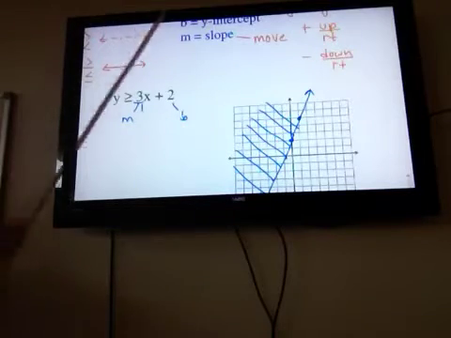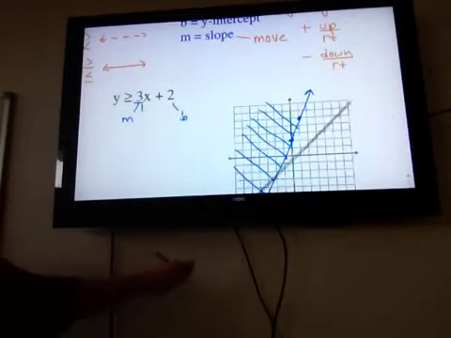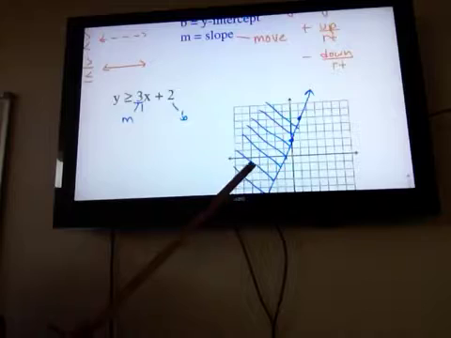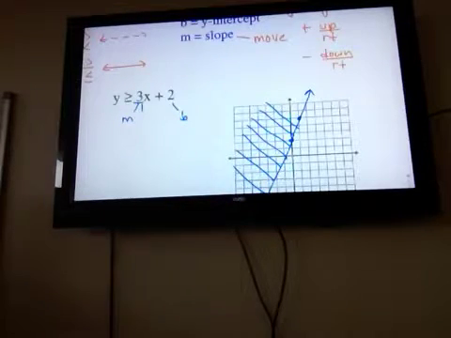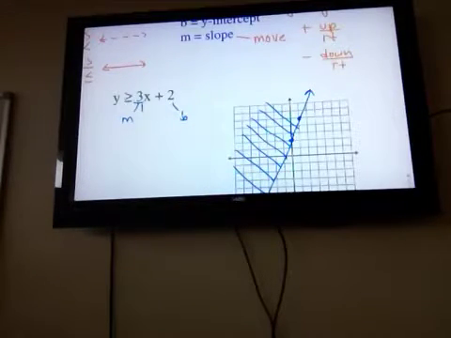So it's on either one side or the other side of the blue line. You could take a highlighter and shade, but that won't work when we do our other ones coming up, so I wouldn't do that. And then that's my answer. Any point in that shaded region is going to work.